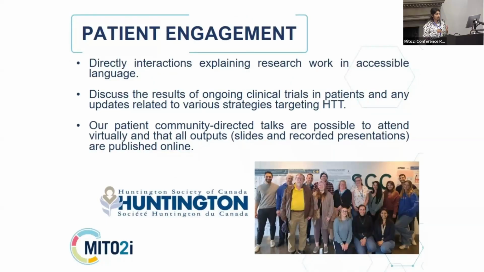Our lab is closely engaged with the Huntington Society of Canada, where we organize lab visits and present our work in the most accessible language to patients and their families. We are also part of the Huntington's Disease Foundation, where we discuss all the results of ongoing clinical trials and are also updated with the various strategies that target Huntingtin protein.